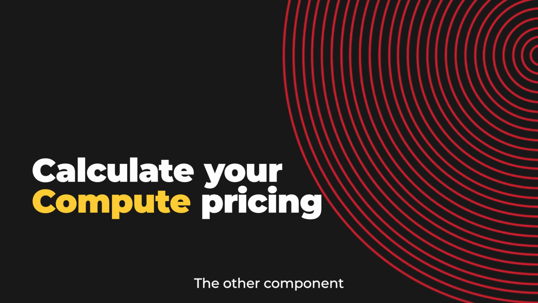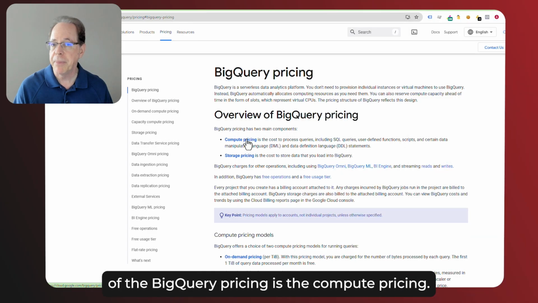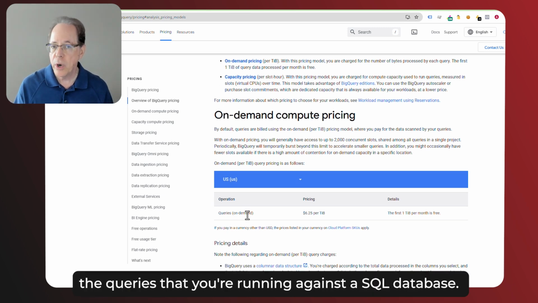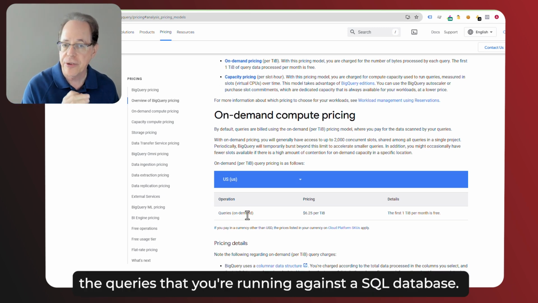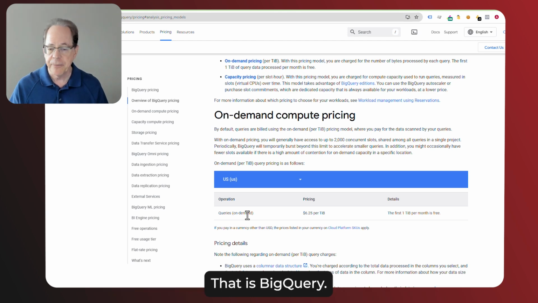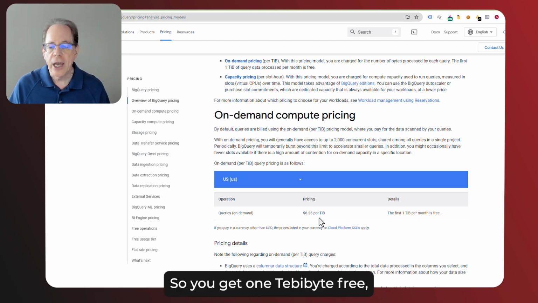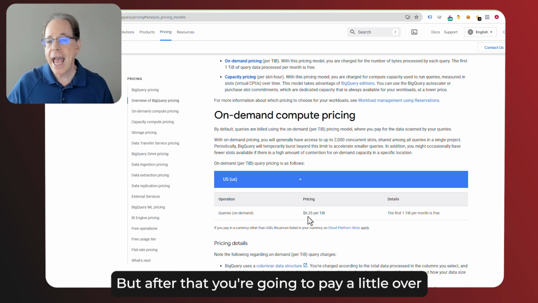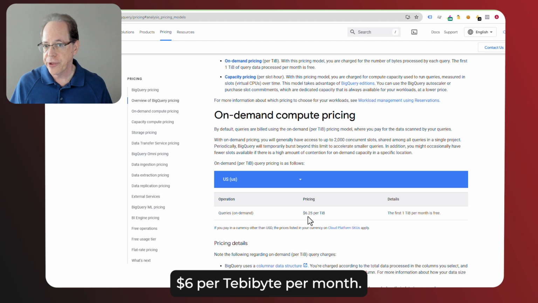The other component of the BigQuery pricing is compute pricing. This is what happens with the queries that you're running against the SQL database that is BigQuery. You get 1 terabyte free each month, but after that, you're going to pay a little over $6 per tebibyte per month.